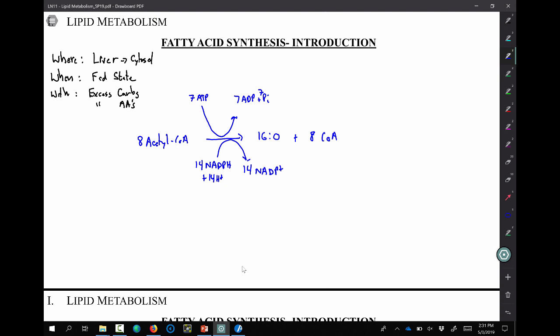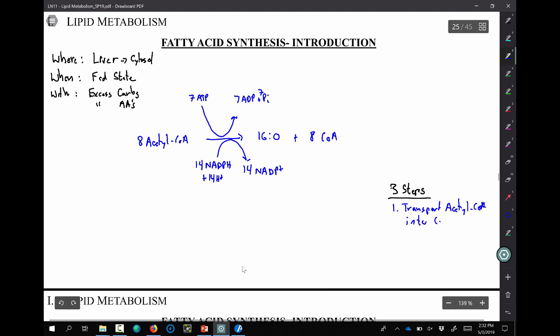Now, this is going to occur in 3 main steps that we're going to be looking at on these next several slides. The first step that we're going to look at is the transport of acetyl-CoA into the cytosol from the matrix. And some of you say, oh great, another shuttle. You got it. That's good. You're starting to pick these things up if you're thinking, oh good, another shuttle. That's right, another shuttle.